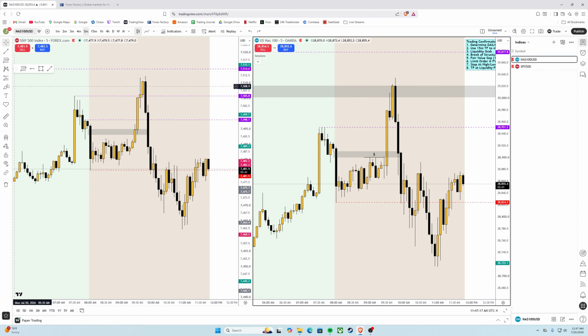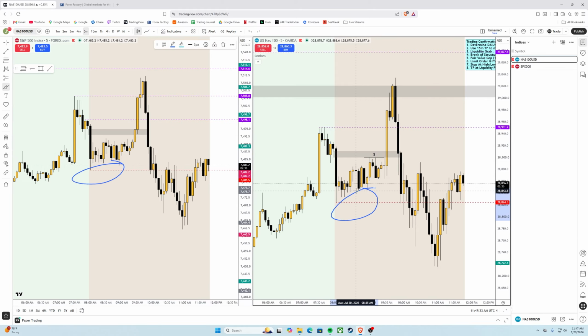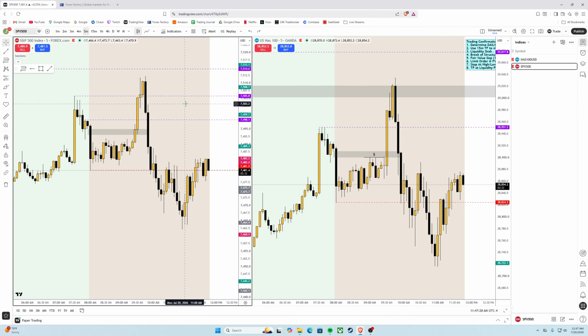And price went up and cleared our targets, right? Price went up and cleared our targets before it gave us an entry, before it tapped into our point of interest and gave us an entry. So that means price took off without you. So there's no reason for you to chase.